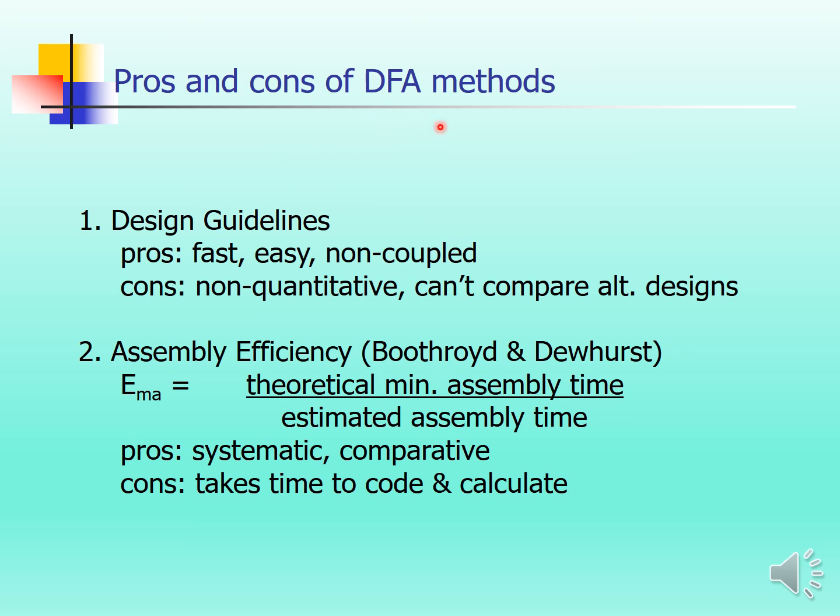Here are the pros and cons of this method, using the design guideline. The pros are that it is fast, easy and not coupled. The cons are that it is not quantitative and can't compare alternative designs. Assembly effectiveness, an idea from Boothroyd and Dewhurst: E equals the theoretical minimum assembly time divided by the estimated assembly time, and we get the efficiency of assembly.